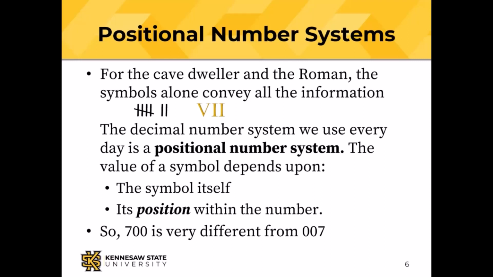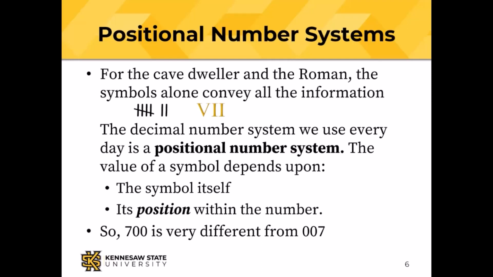The decimal number system that we use every day is positional. That is, the value of a symbol depends not only on the symbol itself, but where it appears in the number. And that means that 700 is very different from 007 because the 7's in a different place. I have the same symbols, but they're in a different order. Okay, you knew all of this. I think you probably learned it in the 2nd grade, right?